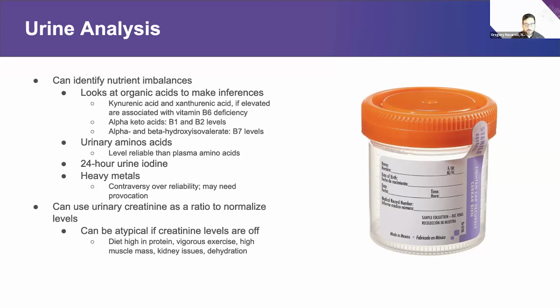Okay, so with some nutrients, you want to use urinary creatinine as a ratio to normalize levels, though the issue with that is that if your creatinine levels are off, then it could skew your results. For example, if you have a diet very high in protein, you're doing vigorous exercise, you have high muscle mass, or you have kidney issues or are dehydrated, it could make your levels on a urine test look abnormal. So that's another issue with urine testing.